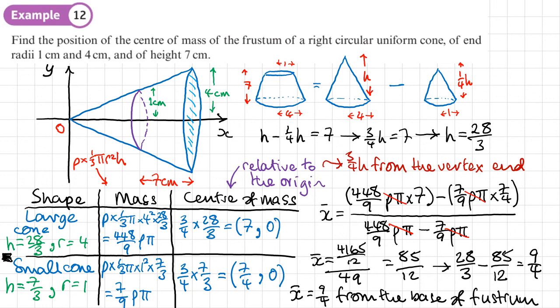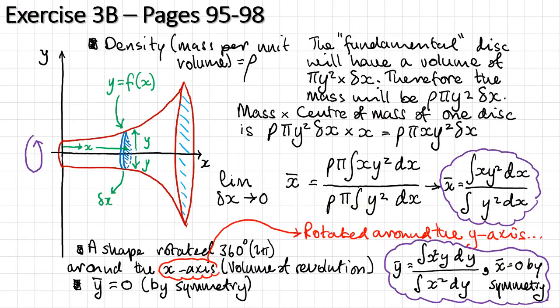So on questions like these, it's often useful to move the shape around to make your working easier, to suit yourself. So here, putting the vertex here just simplified some of the calculations. So you should now be able to do exercise 3B on pages 95 to 98.